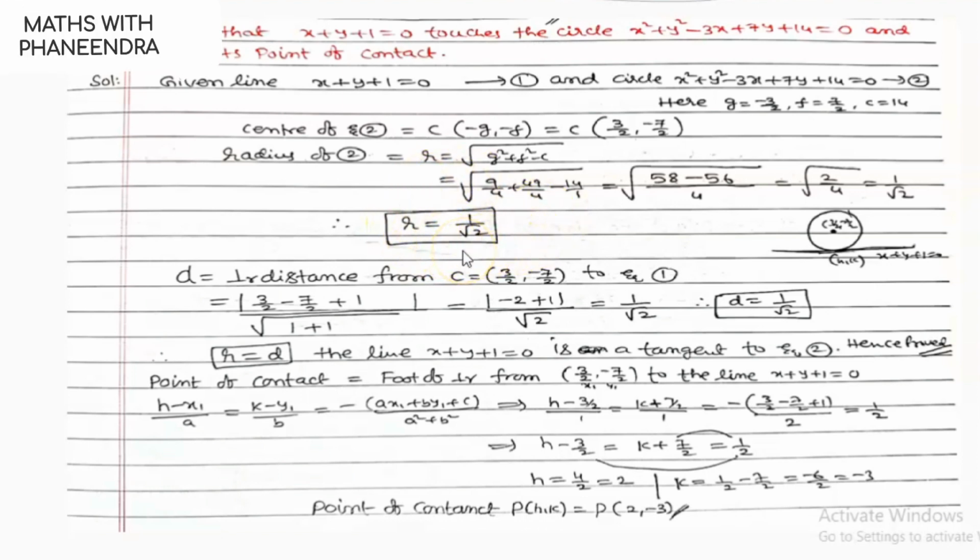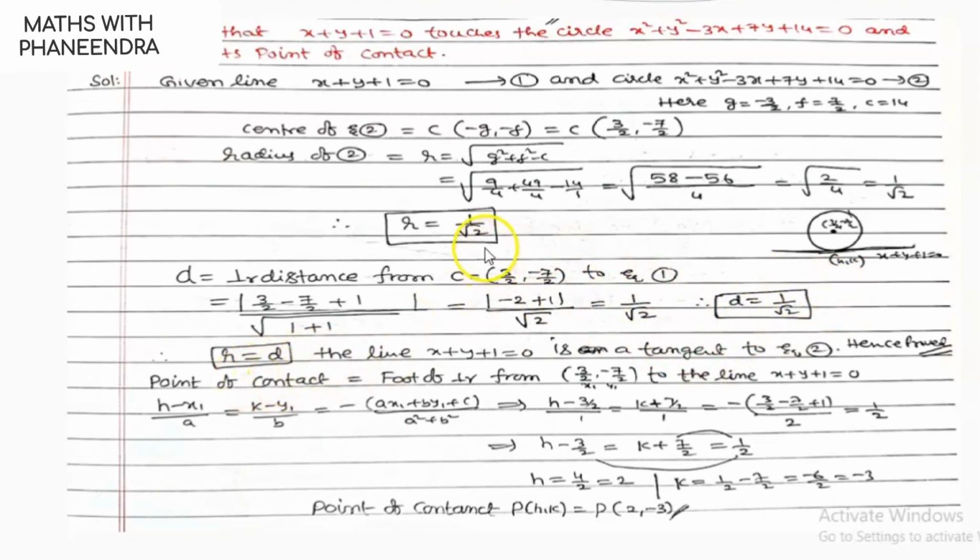After that we have to calculate the perpendicular distance from the circle center (3 by 2, minus 7 by 2) to this line. Find the perpendicular distance. So mod of ax1 plus by1 plus c, that means in place of x, y, substitute 3 by 2, minus 7 by 2: 3 by 2 minus 7 by 2 plus 1, divided by square root of a square plus b square. When you compare this line with ax plus by plus c, a equal 1, b equal 1, c equal 1. So root of 1 square plus 1 square. So 3 by 2 minus 7 by 2 is minus 4 by 2, minus 4 by 2 means minus 2. Minus 2 plus 1 is minus 1. Mod minus 1 is plus 1. So 1 by root 2. D is equal to 1 by root 2.